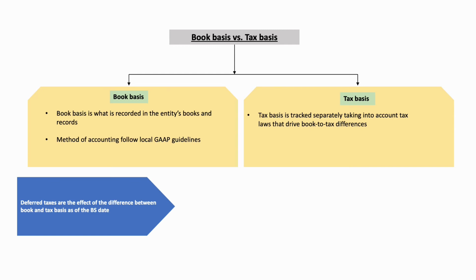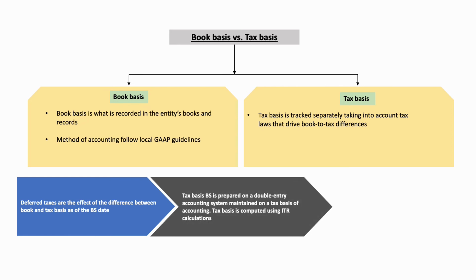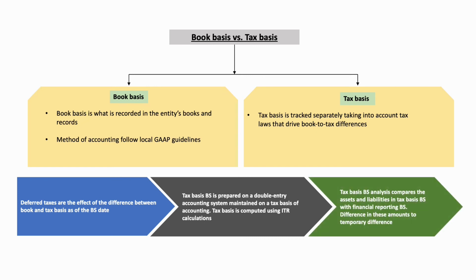So it could be a calendar year which ends on 12/31, or it could be a fiscal year which ends on March 31st. In some places it could be June 30th or September 30th, depending on whether you are a corporation or a partnership entity. The tax basis balance sheet is prepared on a double entry accounting system maintained on a tax basis of accounting. So the tax basis is, as I said before, always computed on your tax return because it's driven by the local tax laws.